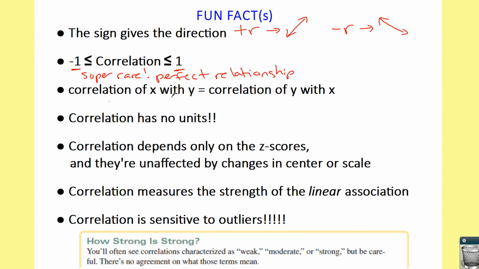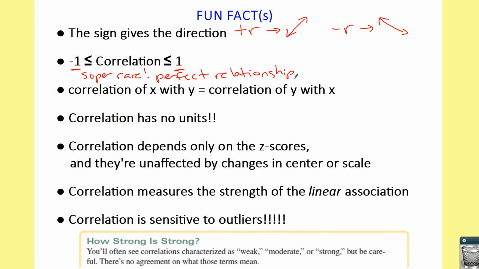Now, the correlation of x with y is equal to the correlation of y with x. So this is what I mean. It doesn't really matter what you put as the x-axis or the y-axis, because either way, you should get the same r value, the same relationship. It's not going to change your opinion of the graph, of the relationship between the two.